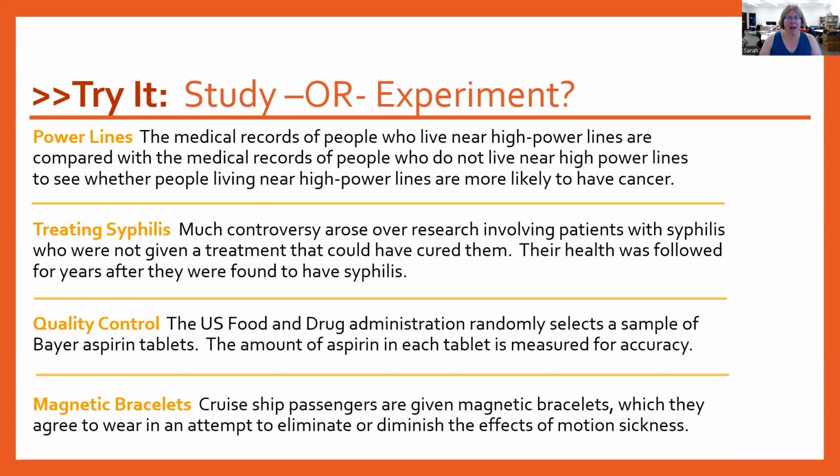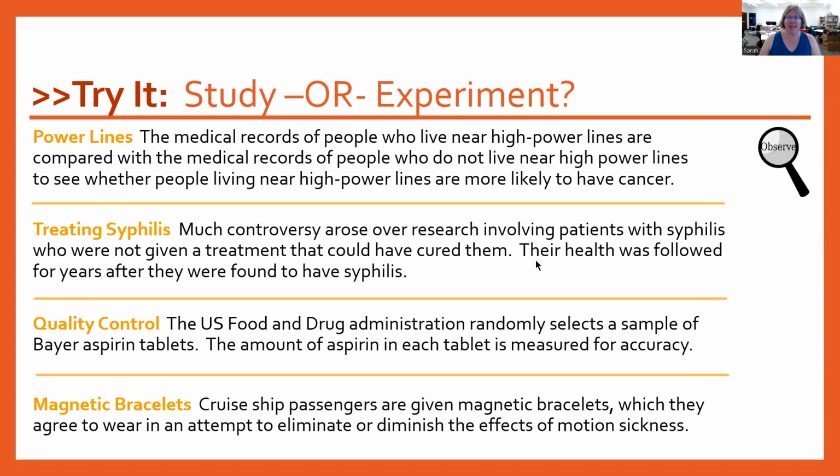The medical records of people who live near high power lines are compared with the medical records of people who do not live near high power lines to see whether people living near high power lines are more likely to have cancer. So this one, it looks like we're just comparing records, so we're not doing anything to these people. So this is going to be an observational study.